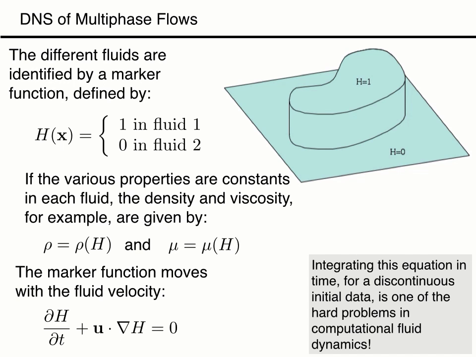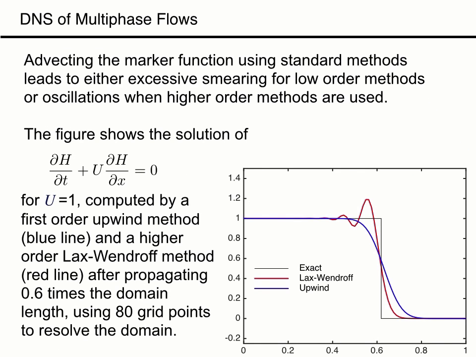Pushing a blob of a marker function that identifies a given region by a given velocity field may seem like a trivial problem, and it is somewhat hard to believe that it's actually a very difficult one that many people have worked on. The obvious question is, of course, why is advecting a blob with a given velocity hard? Can't we simply take a standard method suitable for the solution of a hyperbolic equation and use that?